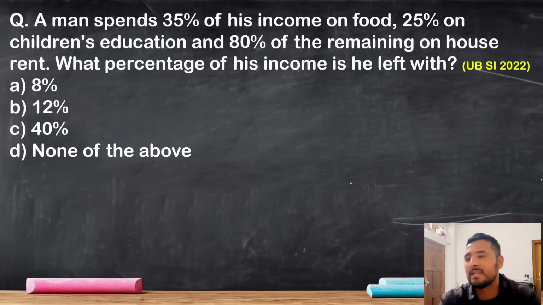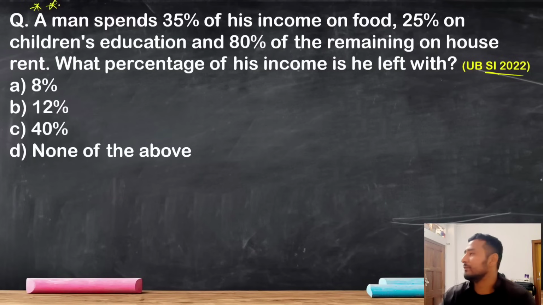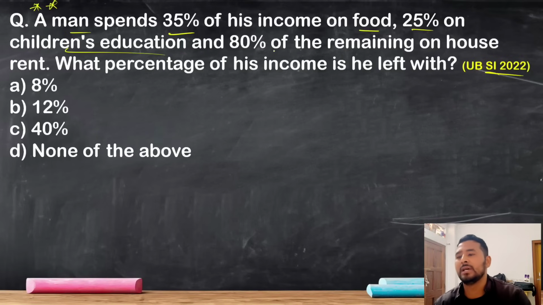Okay, next. This will be the last question, which has also come in UBSI 122 for today, and the percentage chapter will be over. I hope you have got the maximum idea of percentage. You have got all the concepts. Just practice this question, and for sure you'll do good in your exams. So let's see. A man spends 35% of his income on food, 25% on children's education, and 80% of the remaining. The word remaining has come, so be careful with this word. What percentage of his income is left?